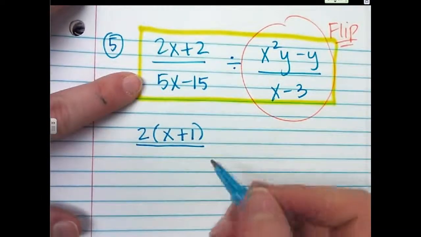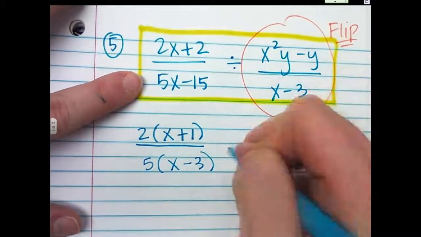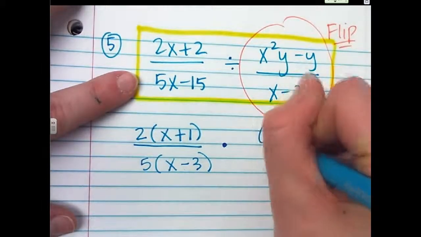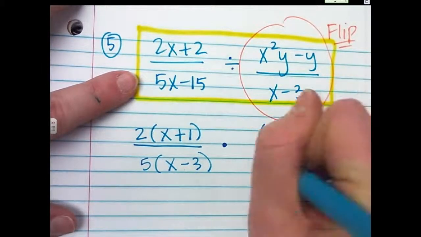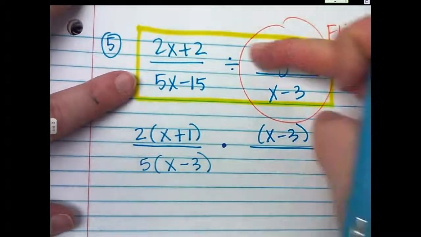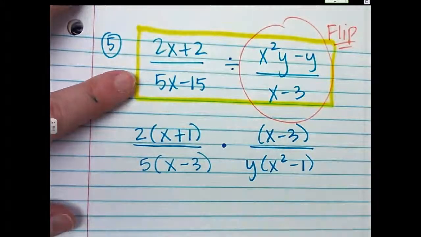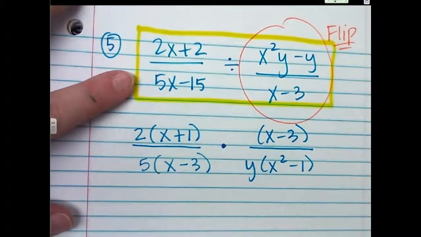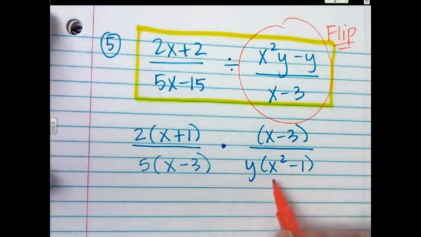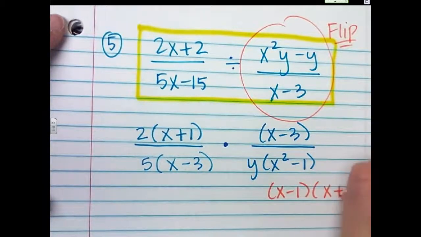What can I take out of the bottom? 5 times x minus 3. Times, because I'm going to flip it, so now it becomes multiplication. So x minus 3 is on top, and I can't do anything with that. What can I take out of this here? Y. Can I factor that? X squared minus 1? Yes, I can. What does that factor to be? Good. x plus 1 and x minus 1.